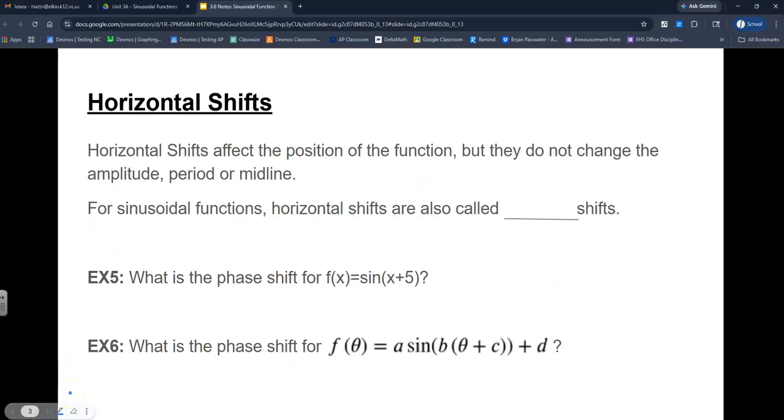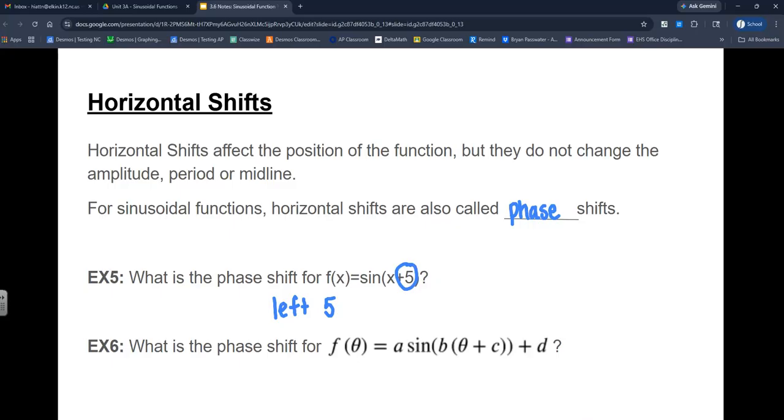Okay. Horizontal shifts affect the position of the function, but they do not change the amplitude, period, or midline. For sine functions, horizontal shifts are also called phase shifts. So, for example, with number 5, I've got f of x equals sine of x plus 5. We see that we've got this plus 5 added on the inside of the parentheses, and that's going to be a horizontal shift, and it goes the opposite direction of the sign. So this would be a phase shift to the left 5 units.